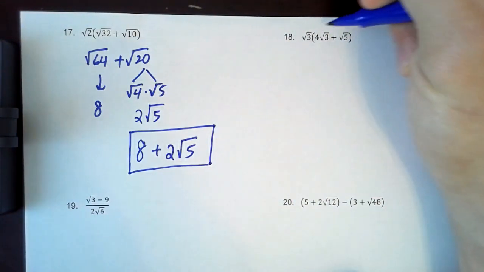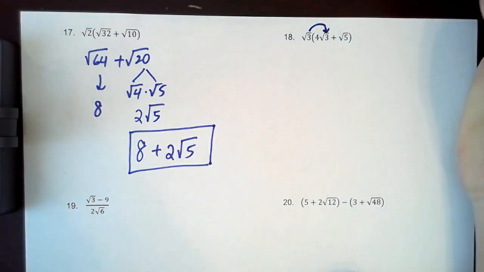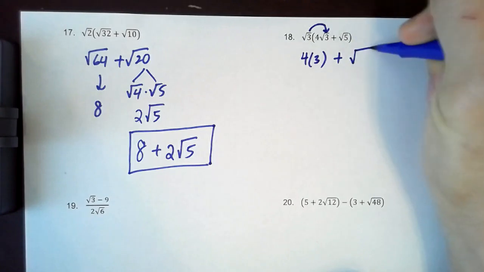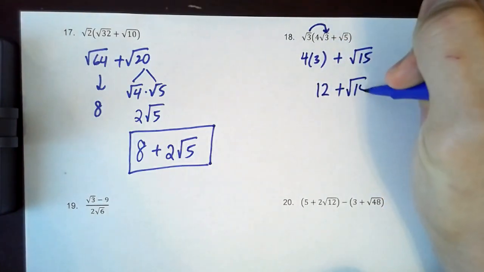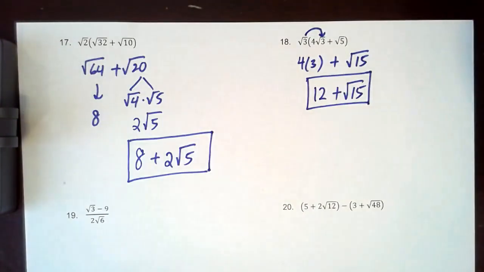Okay. Square root of 3 times 4 square root of 3 is simply, you can just multiply these two together, and you get 4 times 3 plus the square root of 15. And this is really just 12 plus the square root of 15. Okay, that's really nice because the square root of 15 is already simplified.